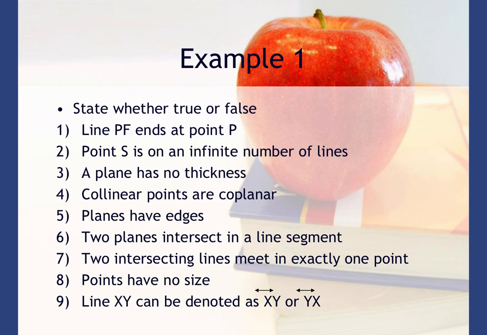Line PF ends at point P. True or false? False. Why is it false? Because the line isn't end. Good. 2. Point S is on an infinite number of lines.